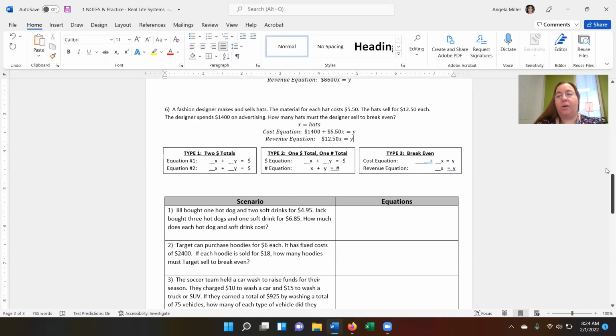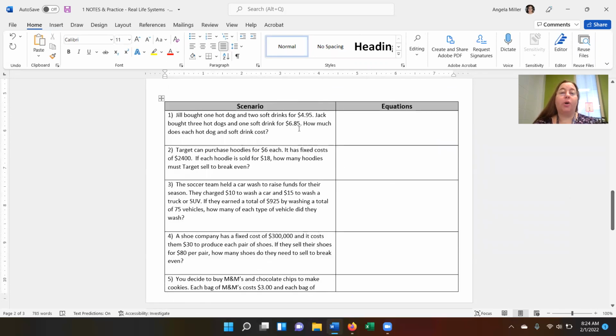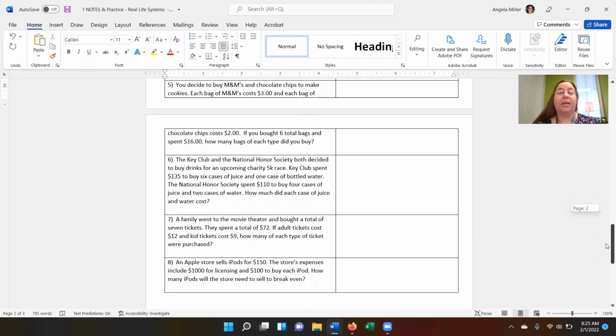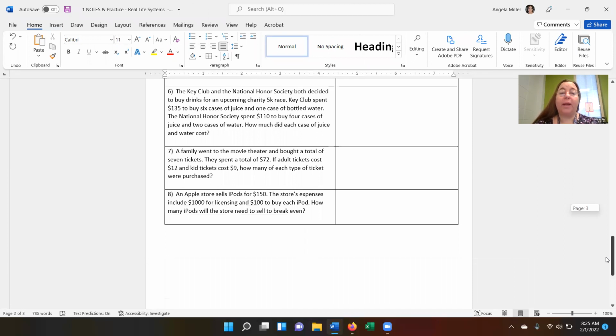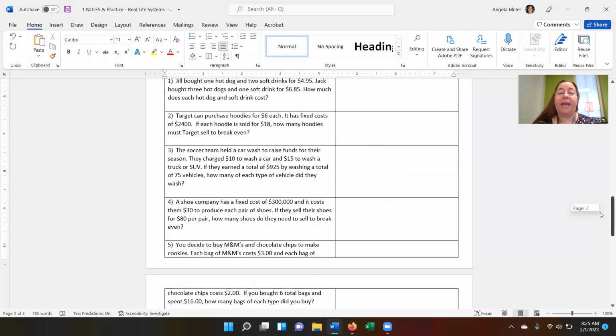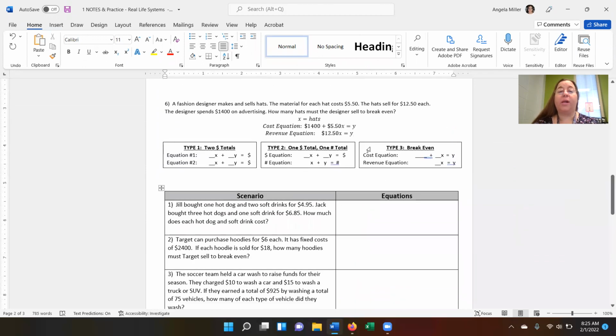Perfect. All right, so your homework for this assignment is to go through and determine which one of the 3 types of equations you're going to write for each of these problems, and then actually write out the equation just like we did. Define your variables and write out your equations. So you just have 8 of them to do there. It won't take you very long, and then go ahead and submit that via Google Classroom.